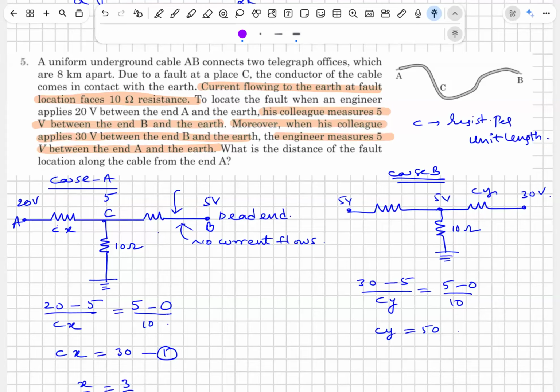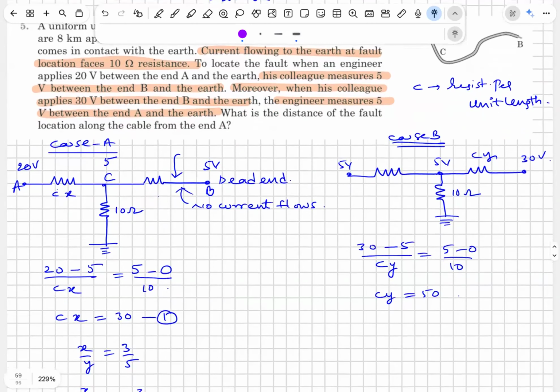There are two different cases. When the engineer applies a certain voltage, we have the observations of his colleague. When his colleague applies a certain voltage, we have the observations of the engineer. Now the first part: because this portion is earthed, no current passes through this part. This is a dead end. Nothing passes through this part, because you are applying voltage here and this part is earthed.